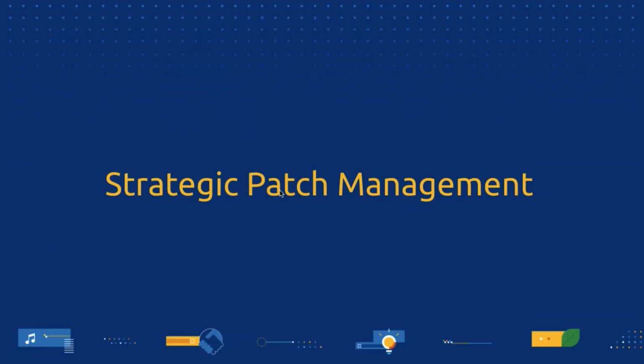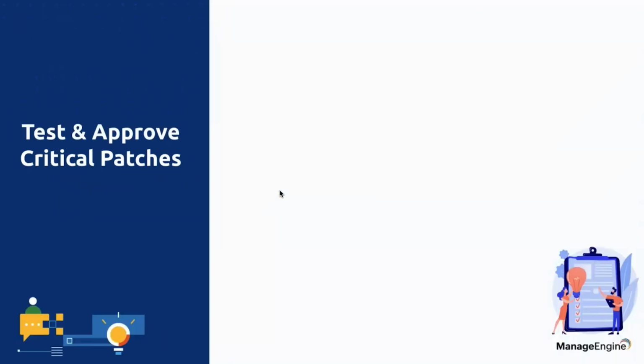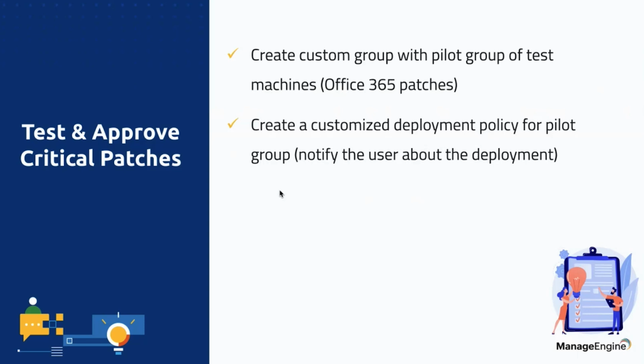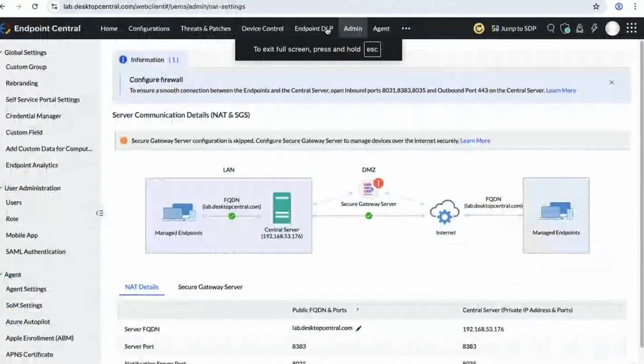endpoints. Now we are going to discuss strategic patch management, which involves testing of patches and approving them. Priority patching, testing, and approving the critical patches. John, being an administrator, has been provided with a use case to create a custom group with a pilot group of test machines, create a customized deployment policy for the pilot group, notify the user about the deployment, get notified about the patching status, and create approval for tested patches. Let us see how John will be able to achieve this within Endpoint Central.